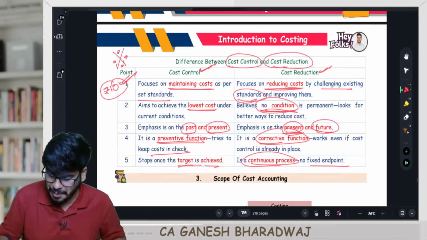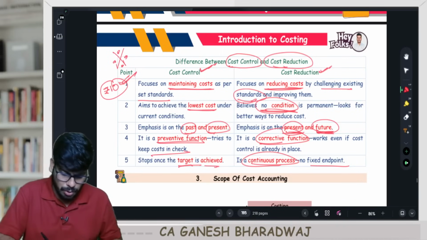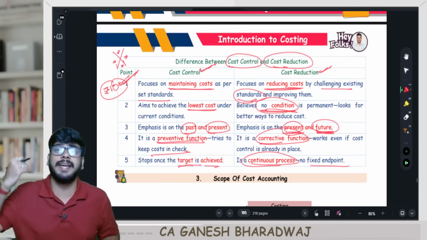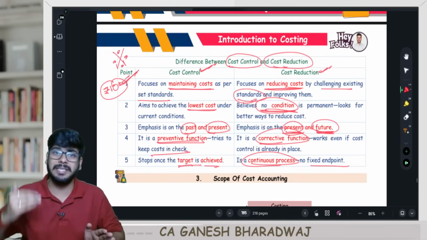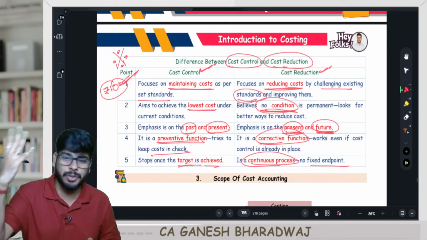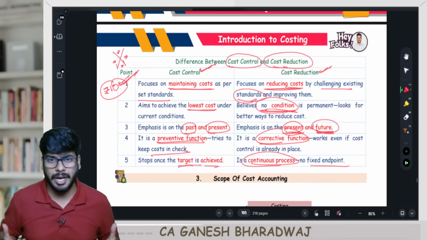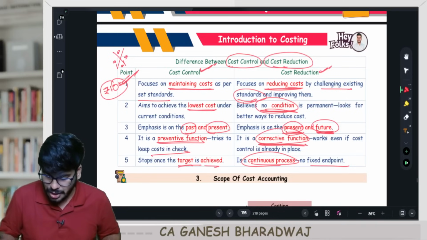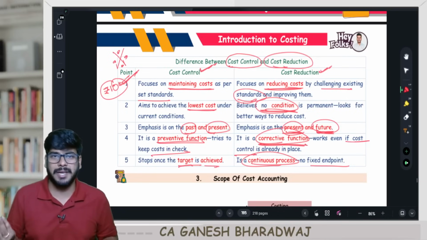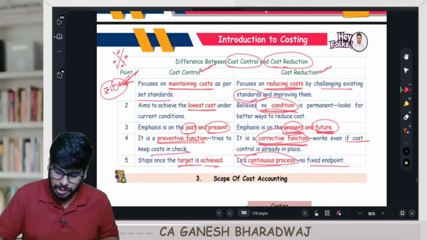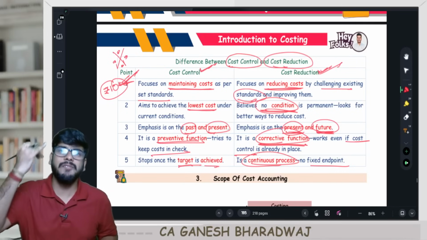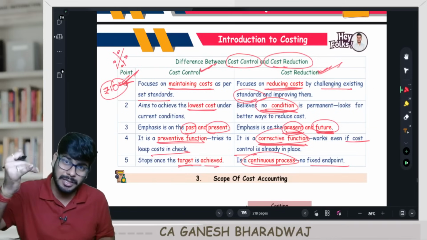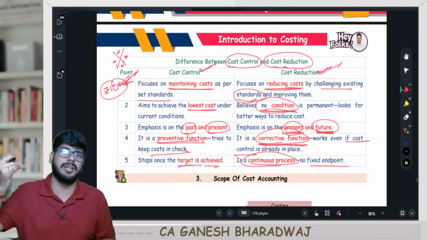The emphasis is on present and future, obviously. So right now you have fixed a standard at 10. Let me go and extrapolate the possibility of further challenging the standard and reducing it further. It's on present and future. So I'm having a more futuristic outlook. Maybe if not today, I'm not able to reduce the cost, let us look at ways of doing it in future. It is a corrective function. It works even if cost control is already in place. Yes, cost control is what? I have set the standard, compare it with actual. Maybe parallelly, I can also do a cost reduction exercise. Maybe if not today, in future, let me see if there is a scope for reducing the standard cost itself, maybe instead of 10, it can be 9.